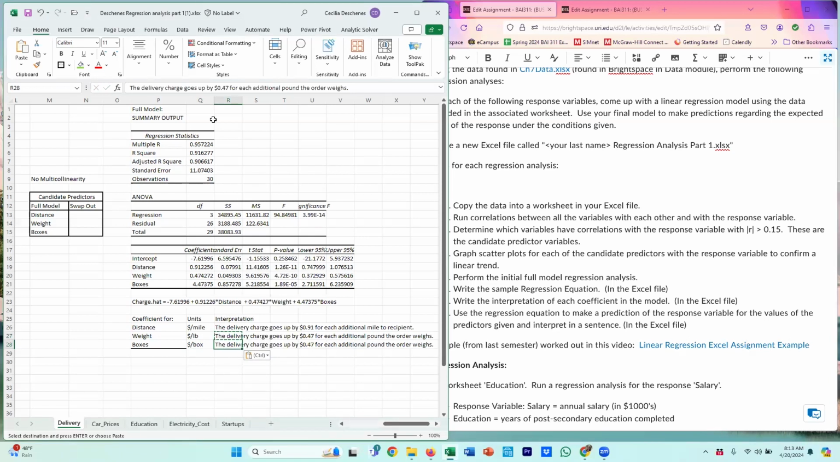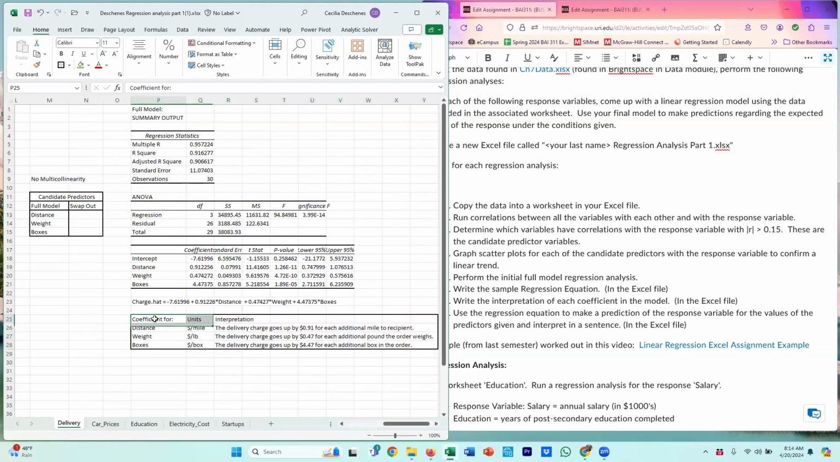Okay, so in the second one here, the delivery goes up by, again, it's positive. That's why I say it goes up instead of decreases by. So it goes up by $4.47 again. Interesting, right? For each additional box in the order. Okay. So we can get all fancy here. All right. I think we're all set with that one. Okay, so we did that.